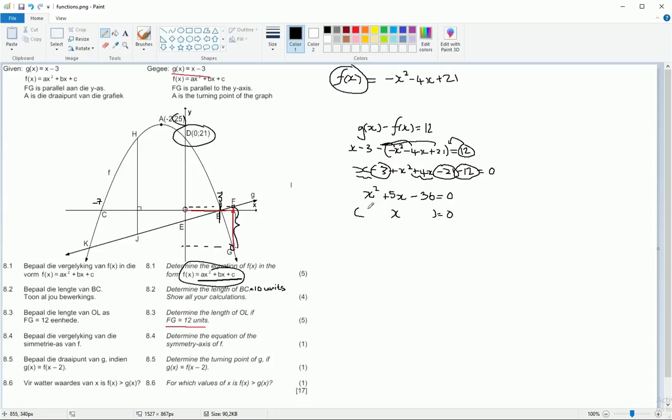Okay, so this is going to give us an x and x. Factors of 36, right? So 36, what are the factors of 36? That is 1 and 36, 2 and 18, 3 and 12, 4 and 9, 5, no, 6 and 6, 7, no, 8, no. Okay, so you've got everything. We need a 5, right? So we look at these, 4 and 9.